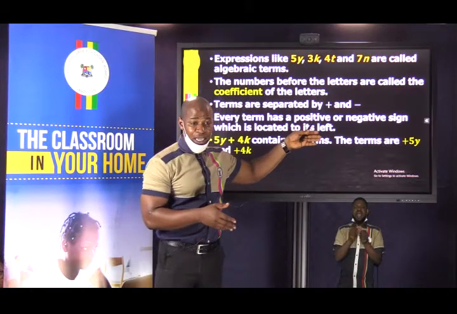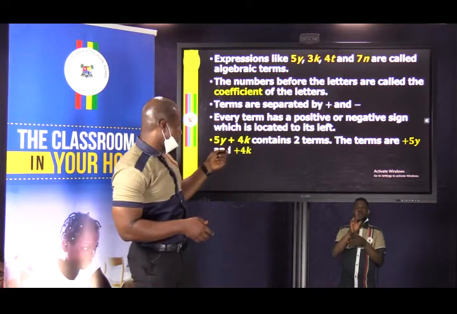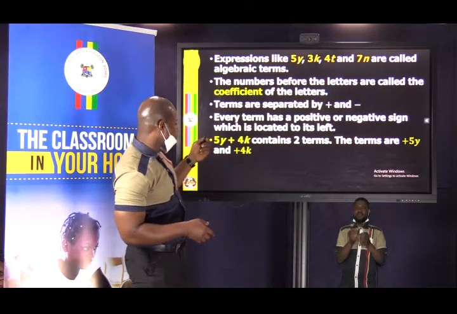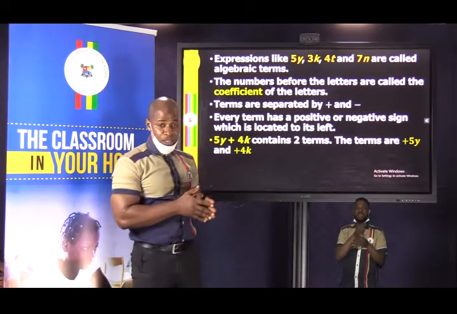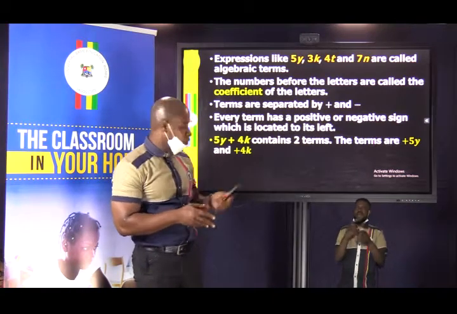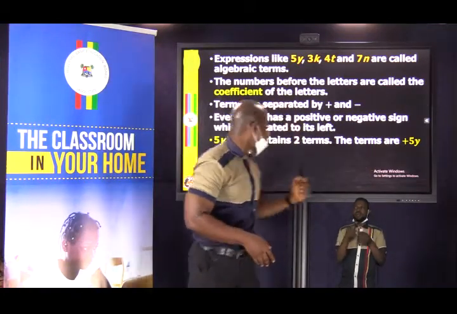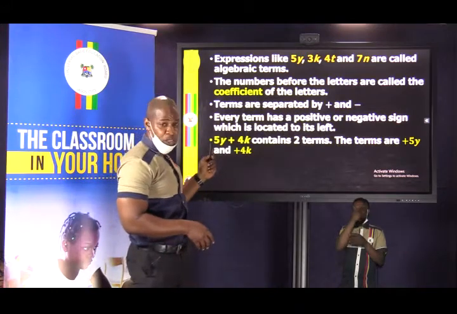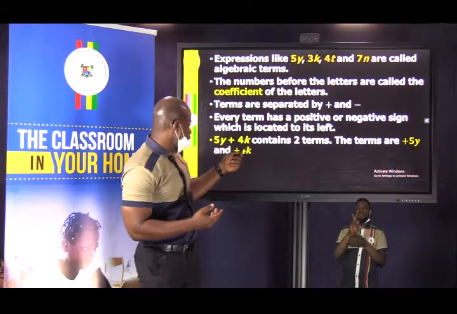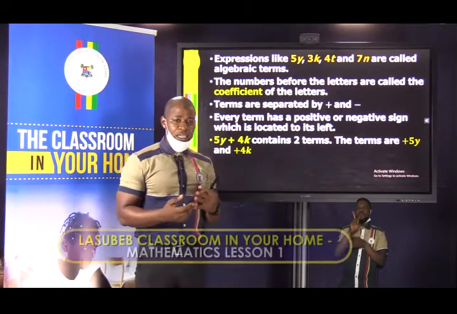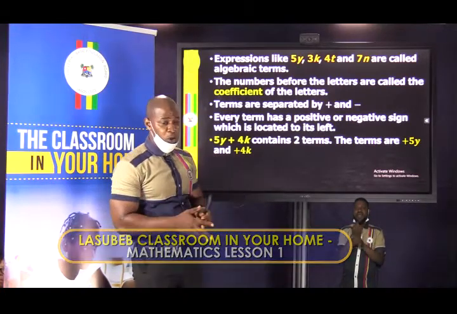Every term will have a sign that is either positive or negative. So in the case of 4k, the sign is plus. In the case of 5y, even though we do not see any sign, when you don't see a sign to the left of the term, the sign is positive. So in the case of this particular expression, the terms are plus 5y because there is a plus to the left, but we don't usually write it. And then we have plus 4k. So this plus is for 4k and not y. It's very important that you're able to identify every term with their sign because of the work that we're going to be doing with it.